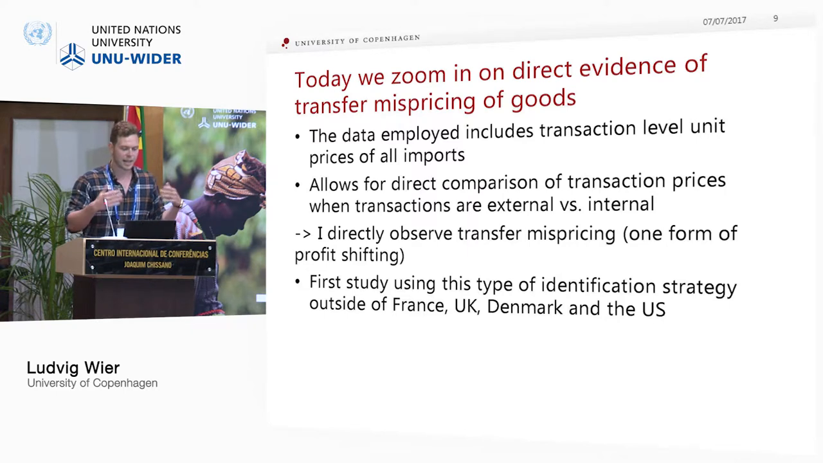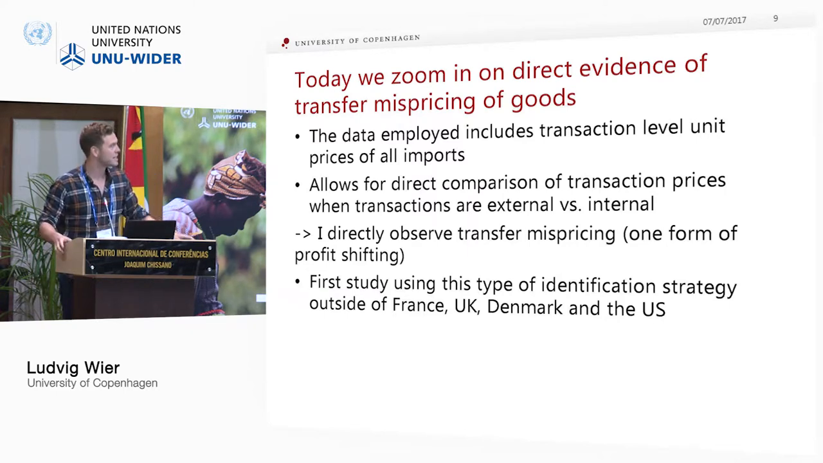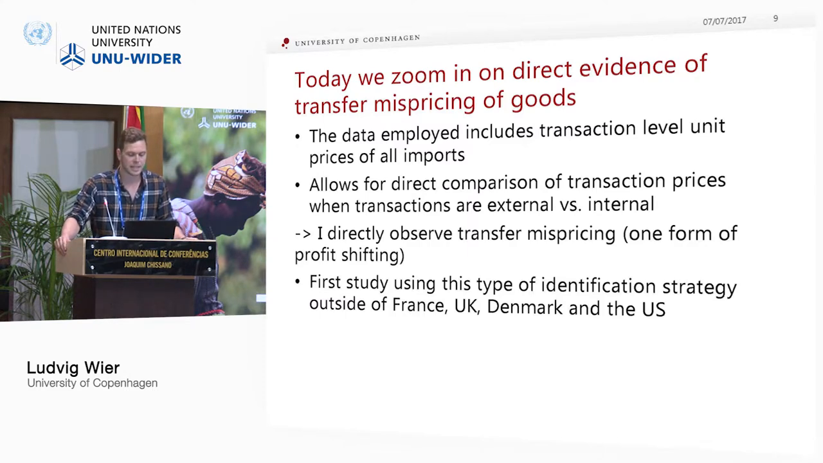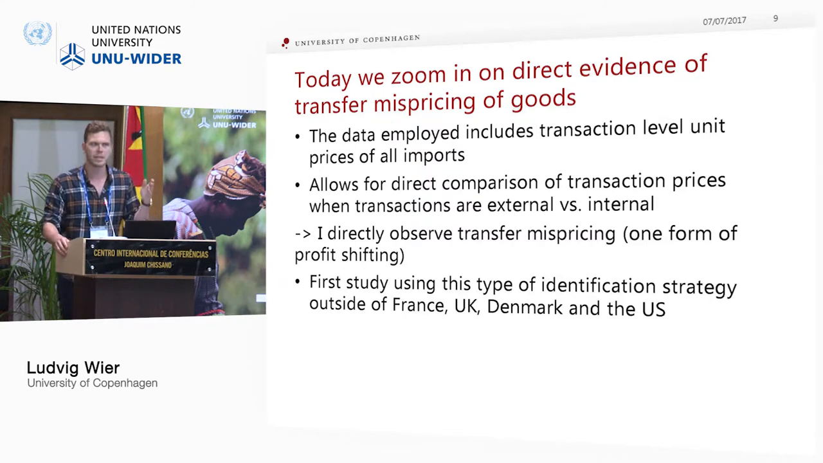So this is what allows me, in this case, to almost directly observe transfer mispricing, which is one form of profit shifting, and come with this really, really credible evidence. And I think the truly amazing thing here is that, as I said, a study like this was really not thought possible outside OECD, and we only have these four countries, Denmark being one of them, where I'm from, that has actually been able to produce a study like this.